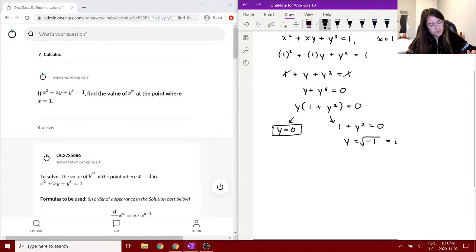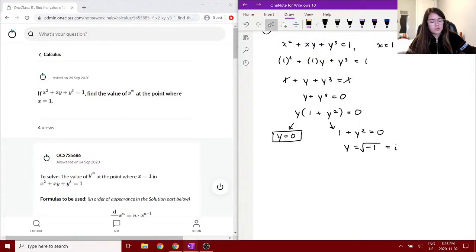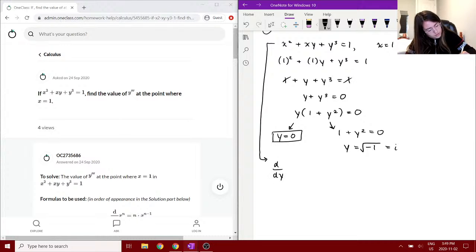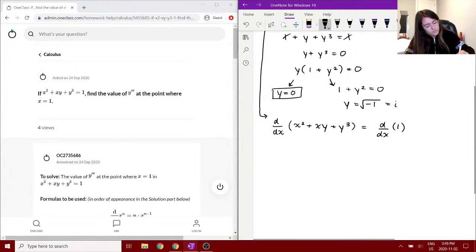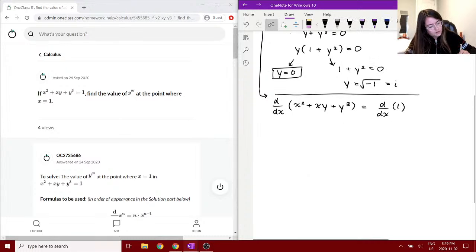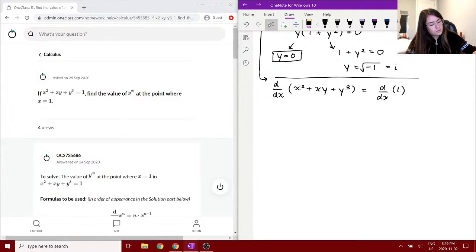The next step for this question is to take the derivative of the original equation. So I'm going to take d by dx of both sides of the equation, the derivative of x squared plus xy plus y cubed equals, and then on the other side we have the derivative of 1. So let's start on the right side.